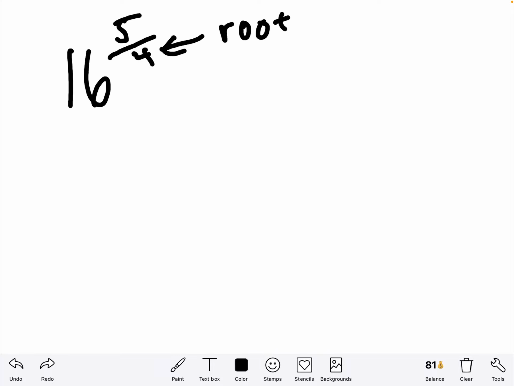Let's do another one. So we got 16 to the 5 over 4. Boom, boom, boom, right? I'm going to look at the denominator to figure out what root it is. So this is going to tell me the root. Denominator, root. What is the root? The root is 4. This should be the 4th root of 16. This is actually 2 again.